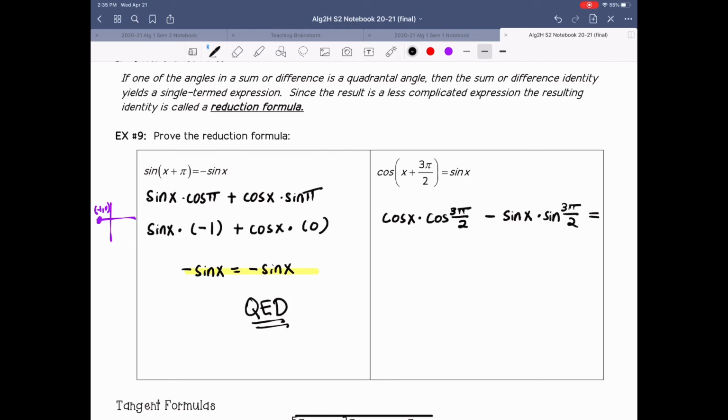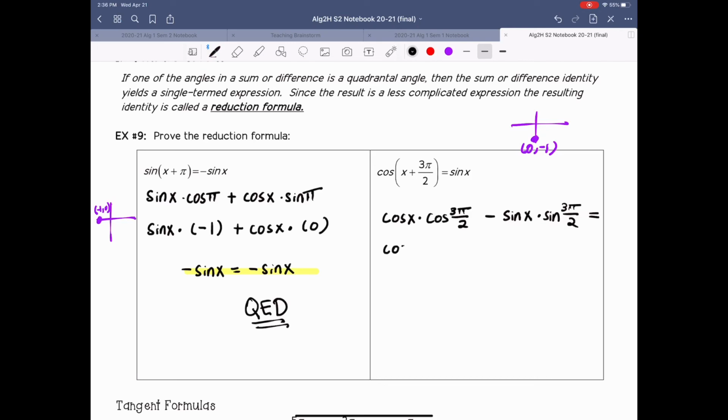Now, if I'm talking about 3 pi over 2 on the unit circle, 3 pi over 2 is the negative y-axis, which has the point of intersection 0, -1. So cosine is going to be 0, sine is going to be -1. So let's make those substitutions and simplify.